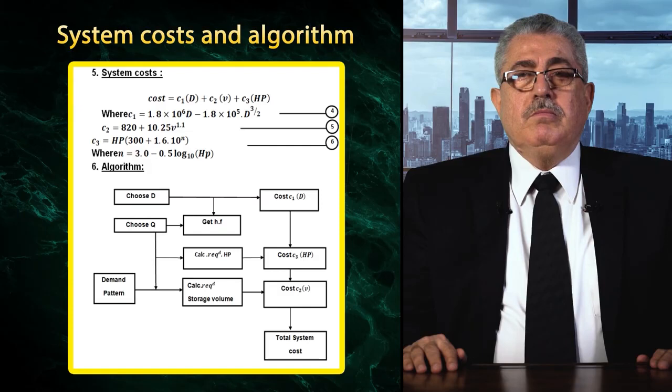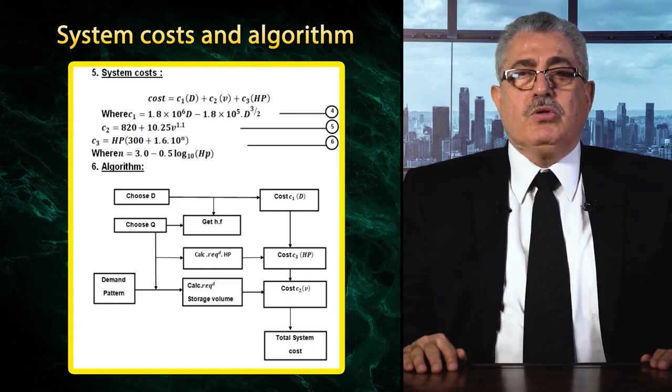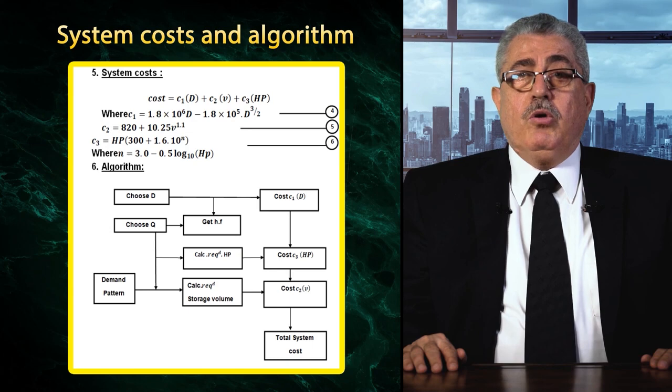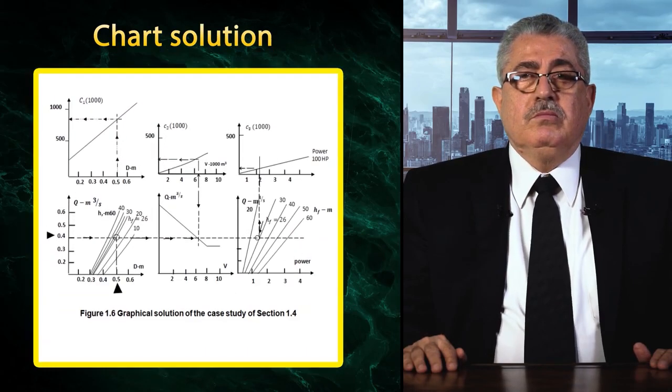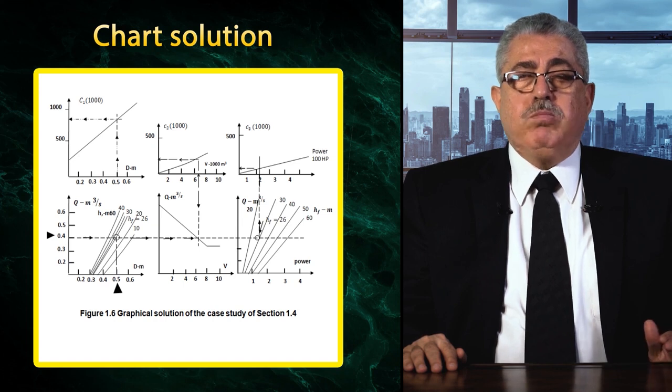The algorithm used for the total cost calculation starts by choosing a value for D to calculate the cost of the pipe, a value for Q to calculate the head loss and horsepower to calculate the cost of the pump, and from the demand curve we calculate the reservoir volume and its cost. The total cost is the sum of the costs of pipe, pump, and reservoir.